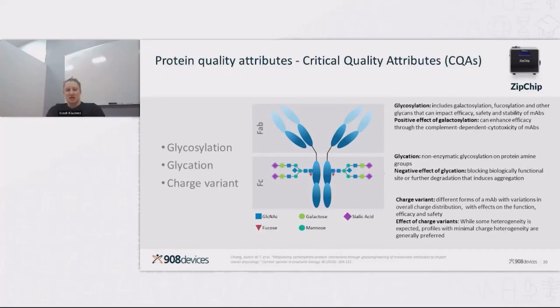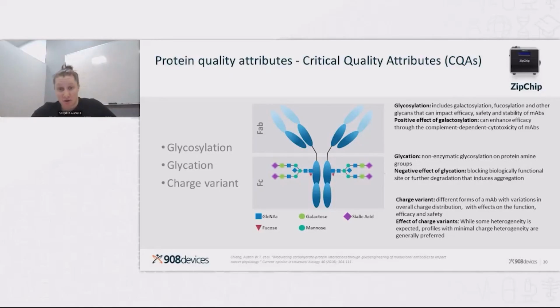The first one is glycosylation, which includes things like galactosylation, fucosylation, and the addition of other sugars. This has been shown to impact things like efficacy, safety, stability, and half-life of monoclonal antibodies. For our particular studies, we're considering our criteria for success to be an increase in those heavily galactosylated forms, so the G1 and G2 glycoforms, and less of our low galactosylation forms, so the G0s, since increased galactosylation can enhance efficacy through complement-dependent cytotoxicity.